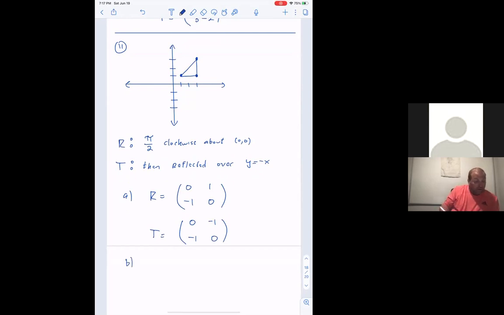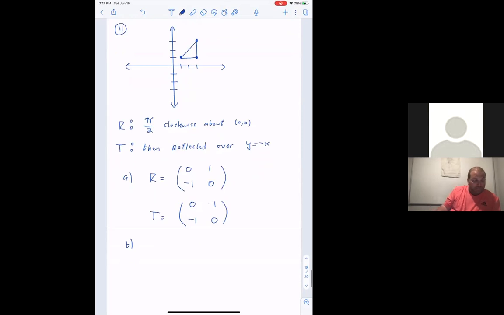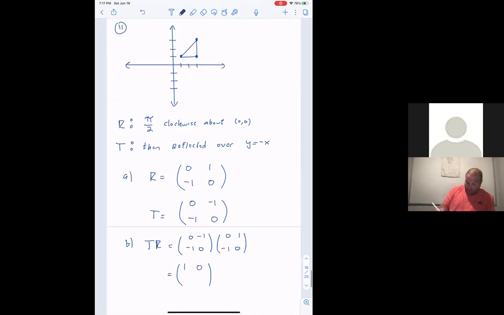B, find the single matrix that represents R followed by T. So R and then T after. Notice that R is on the right, T is on the left. What I meant is 0, 1, negative 1, 0, followed by 0, negative 1, negative 1, 0. R on the right, T on the left. So you get 1, 0, 0, negative 1.